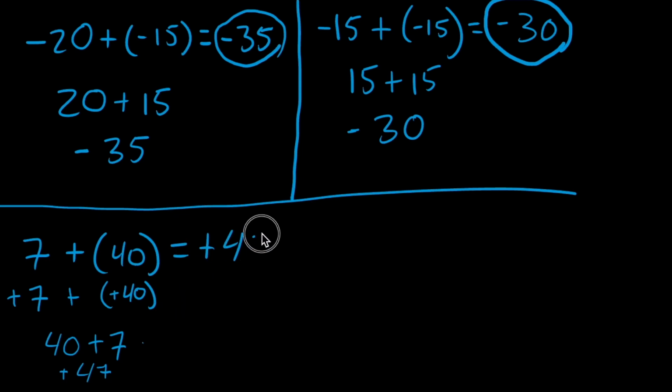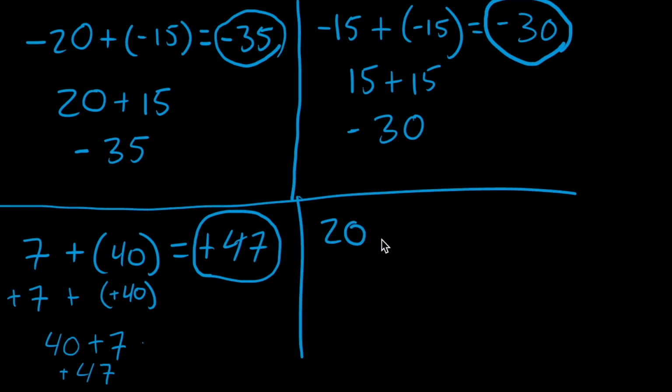Positive 47. And that is your answer. Positive 47. That's a 4, 47. That's a 7. There. 47. All right, let's try another problem.